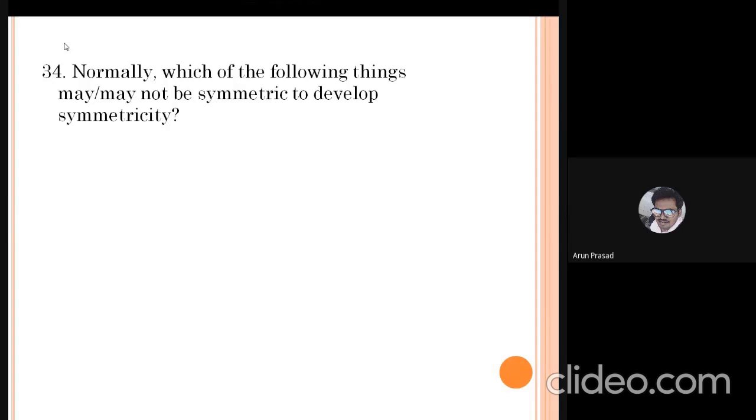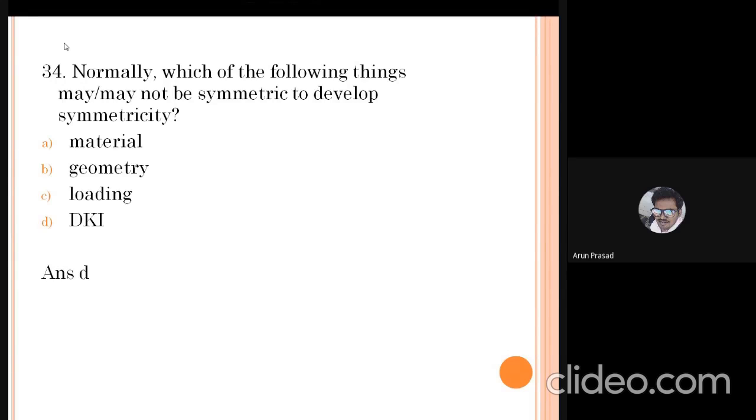Normally, which of the following things may or may not be symmetric to develop symmetricity? To develop a symmetricity, what things may or may not be considered? Material property, or geometry, or loading, or DKI. Okay. So what we need to consider? So the answer will be DKI.